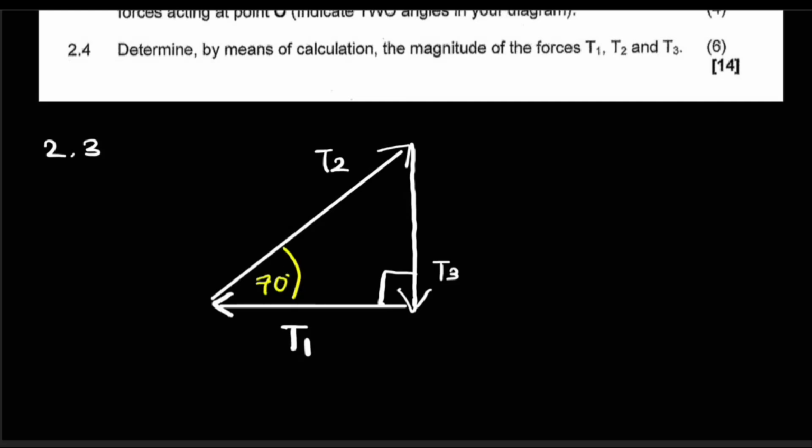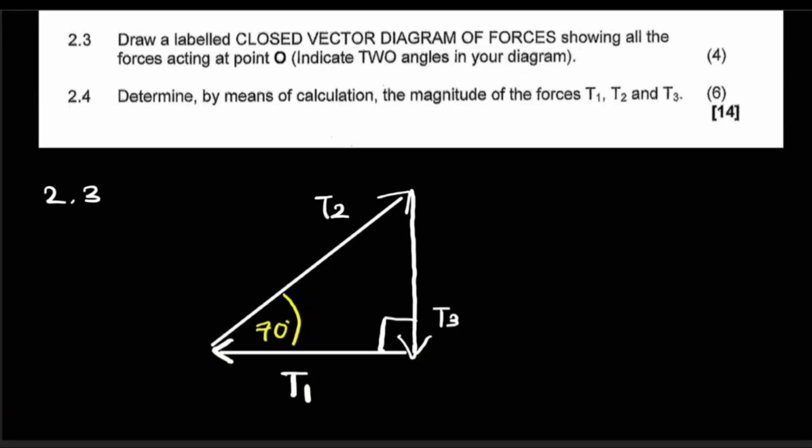I know they asked for 2, but we can calculate the remaining angle here at the top. We know that angles in a triangle add up to 180. If we minus 90 and minus 70, we know that this is 20 degrees. But I'm just going to leave it like this since they asked for 2 angles only.